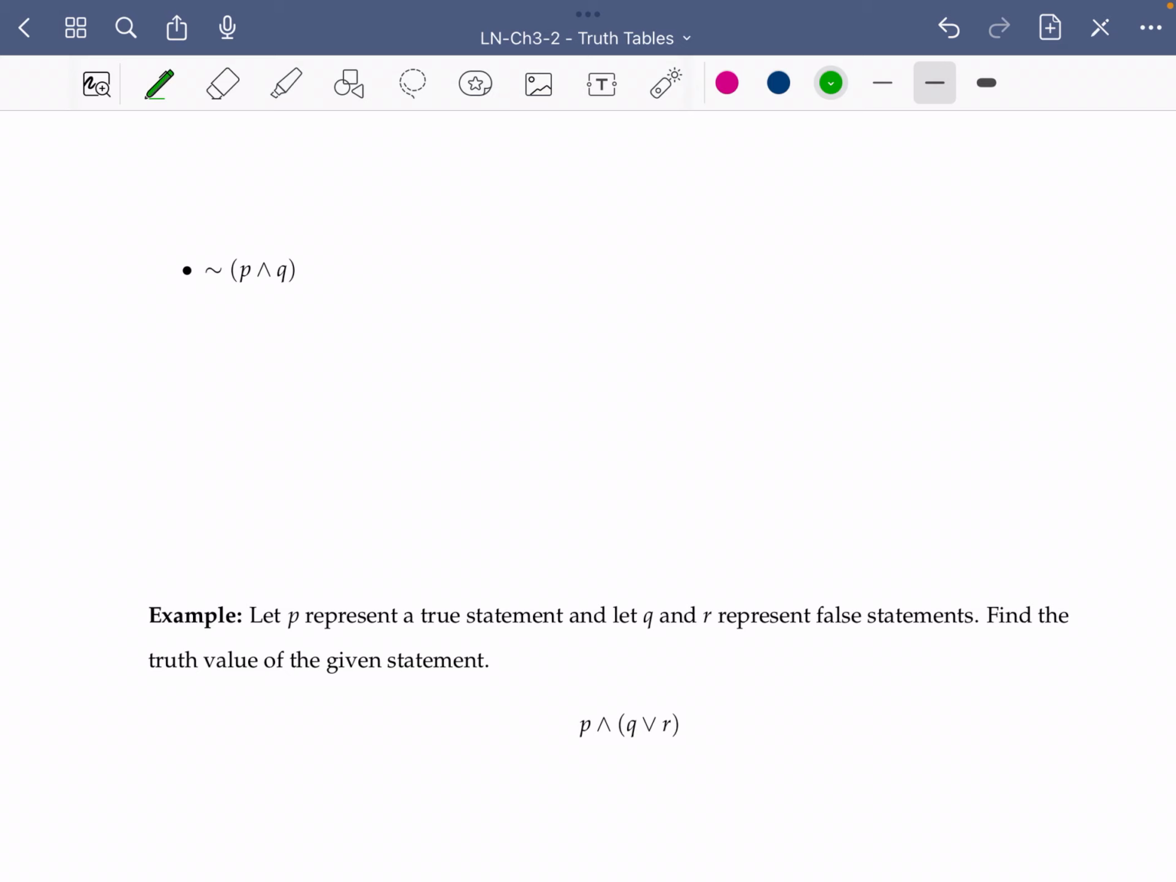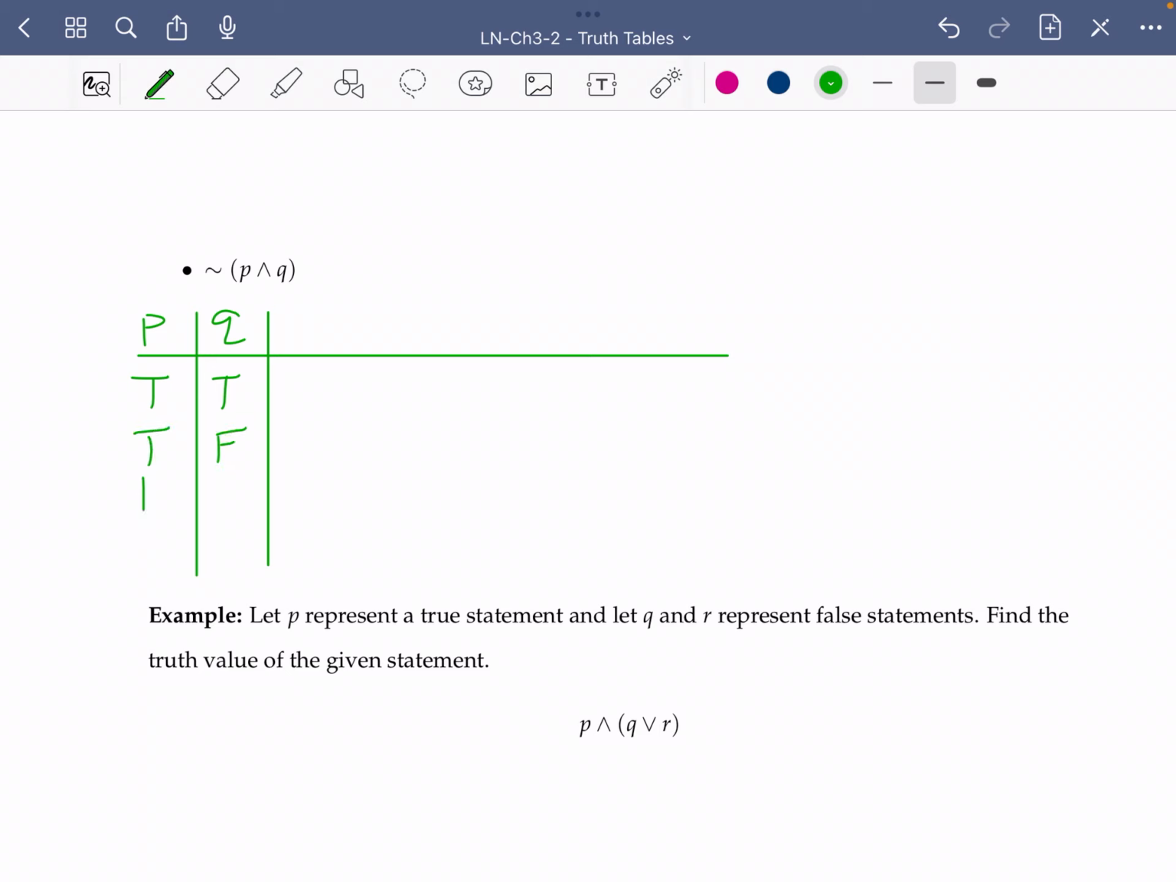So here, if we want to create a truth table for the negation of P and Q, then we can build out this truth table for all of the values of P and Q that we could have. For every combination of truth values for P and Q, we could have both of them being true, the first true and the second false, the first false and the second true, or both of them being false. So we can do that.